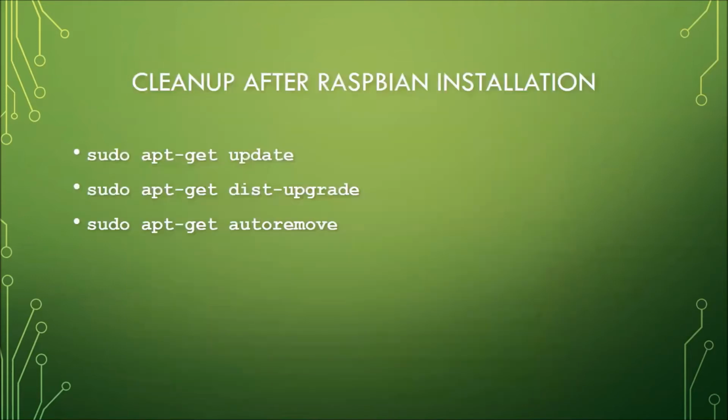When it's finished, it'll be back at a command prompt. You should do a little cleanup. I'm, as I said, a Windows guy. I really don't know that much about Linux, but I'm a good direction follower. If you put these 3 commands in, it will update the version of Linux that's on there. It'll update some of the apps that came with it, and then do a little bit of cleanup. Once we're finished with that, we need to configure Raspbian.